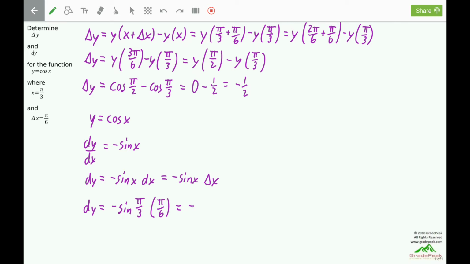So we have the negative sine of pi over 3 is root 3 over 2, and then times pi over 6. So multiplying the numerators, we have a negative root 3 times pi over, multiplying the denominators, 2 times 6 is 12. So negative root 3 pi over 12.